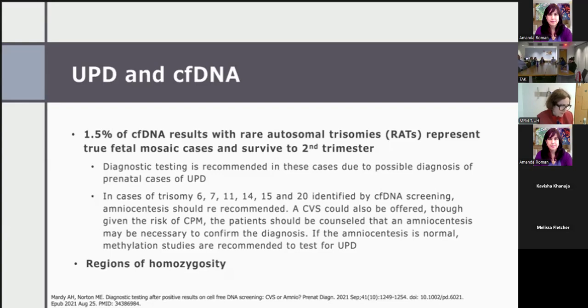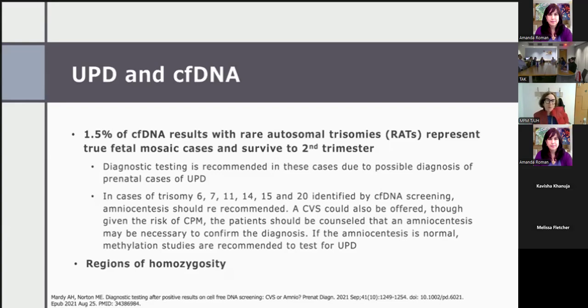And what we recommend is diagnostic testing because of the possibility of diagnosis in fetuses. In cases of trisomy 6, 7, 11, 14, 15, and in this case also 20, identified by cell-free DNA screening, amniocentesis should be recommended. CVS can be offered in these cases, but there is the risk of confined placental mosaicism, and the patient should be counseled that an amniocentesis may be necessary to confirm the diagnosis. Now, if the amniocentesis results are normal, then you would go to methylation studies to test for uniparental disomy.